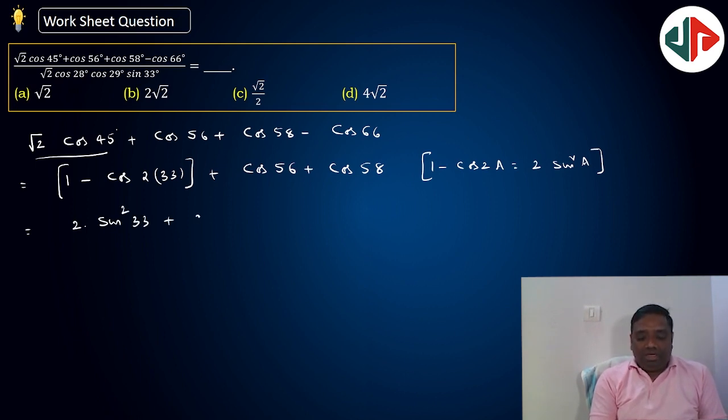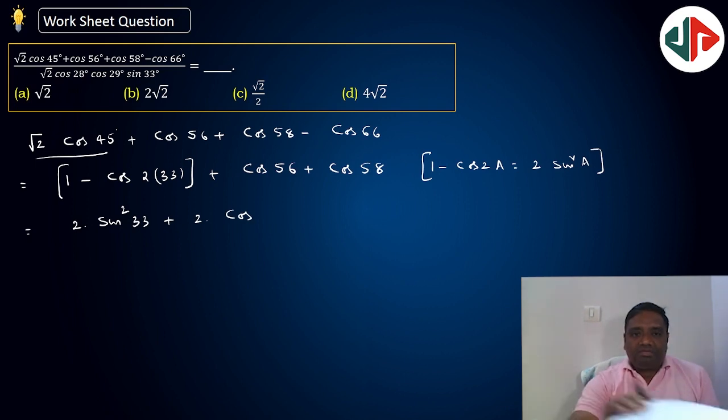And this is in which form? Cos C plus cos D. 2 times of cos of this value is nothing but 56 plus 58 by 2, which means 114 by 2. So finally this answer will exist: 57 degrees into cos of 1 degree.